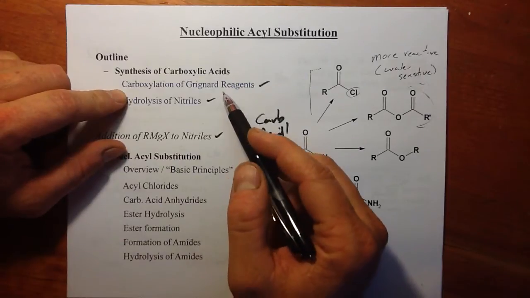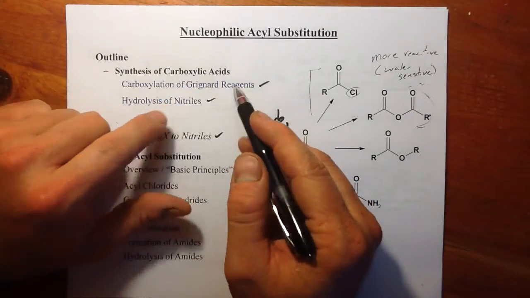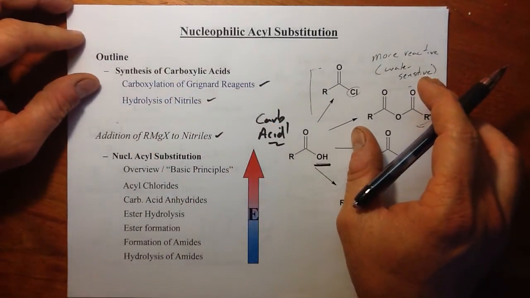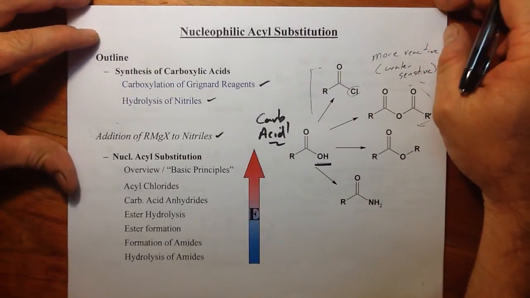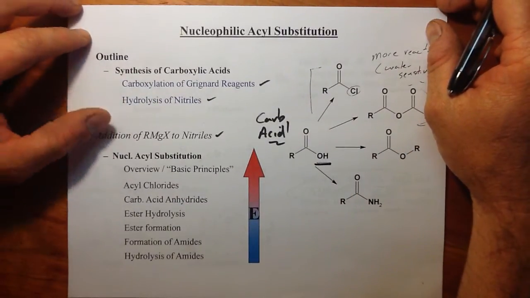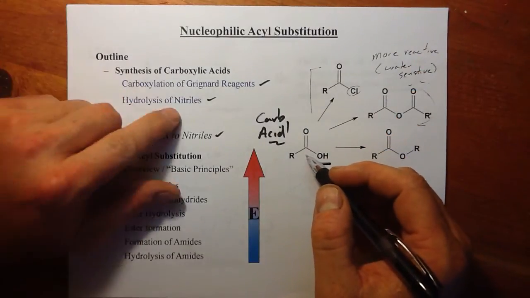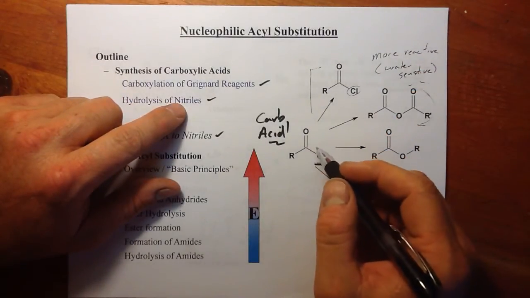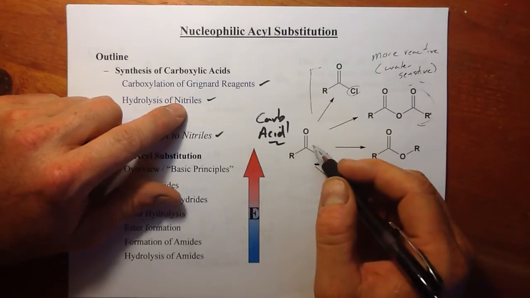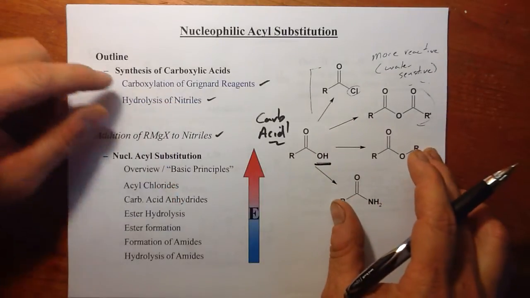Carboxylation of Grignard reagents, where a Grignard reagent was added to CO2, and then hydrolysis of a nitrile or a cyano group in strong acid conditions with water. We could take a CN triple bond and convert that to a carboxylic acid and ammonium cations.